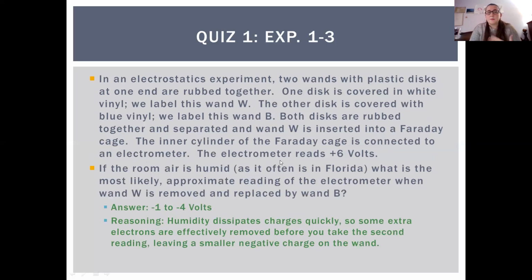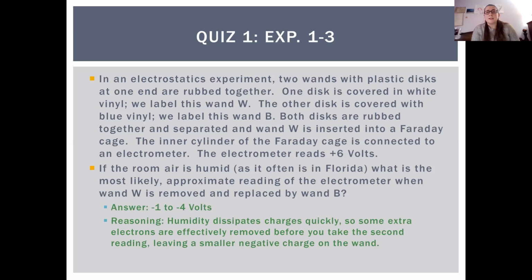The next one is very similar, except in this case, instead of putting them both into that bucket together, we're removing that positive wand and now dipping that blue wand, the negative wand, into the cage. Same idea though, the humidity in the air is taking away some of the electrons off of that negatively charged blue wand. And so we end up with a smaller negative charge than we would expect.